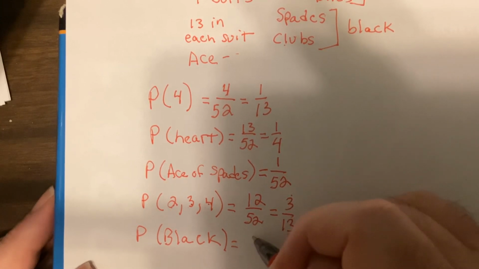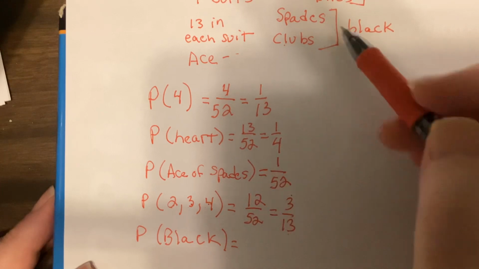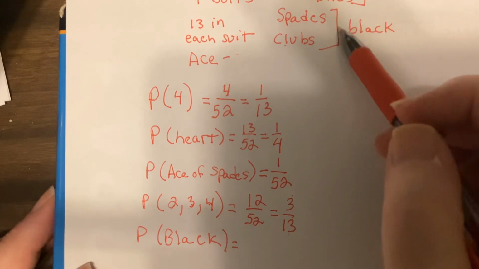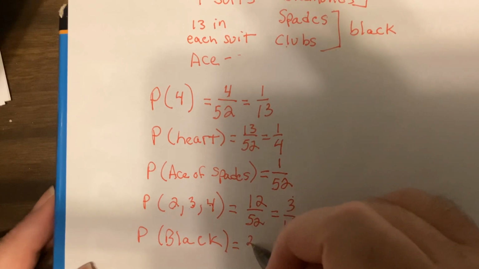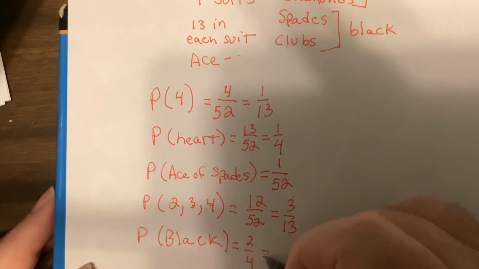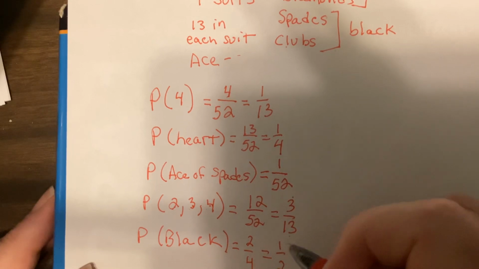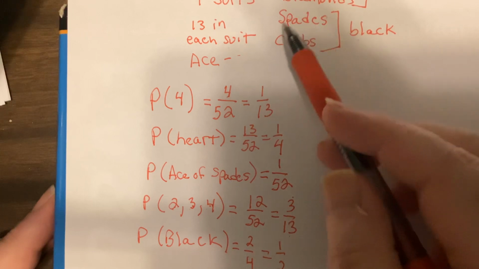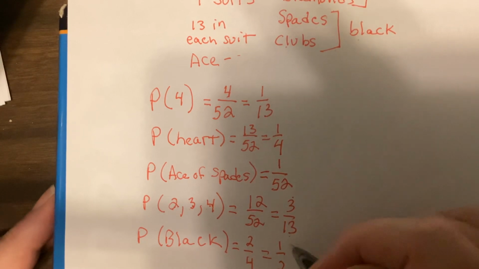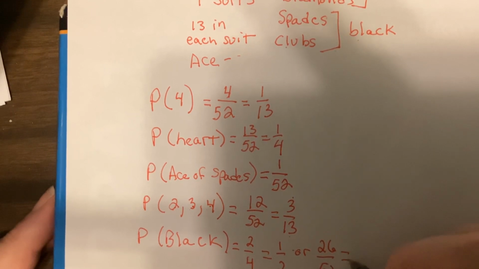Then black, a couple ways to do this. You could say there's 2 black out of 4 suits, which is a half. Or you could have said there's 26 black cards out of the deck of 52, which is 1/2.